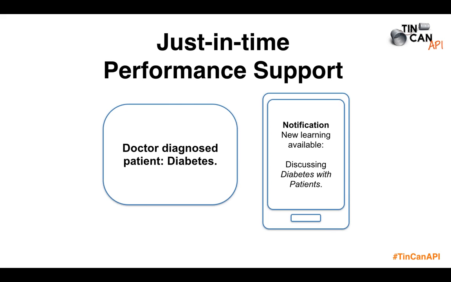So the example I've got on the screen is a doctor. Perhaps the doctor diagnoses the patient with diabetes. Unfortunately, diabetes patients don't come with signs that tell you how to interact with them, printed on them. So instead, perhaps we could deliver that information to the learner's mobile device. Based on the trigger, the doctor's diagnosed the patient, that's entered into a system, that then gets tracked back to an LRS, and then we get a notification: here's some information on how to talk to patients about diabetes. We see you've not done that before. That's the goal. That's the sort of thing that we're talking about here.